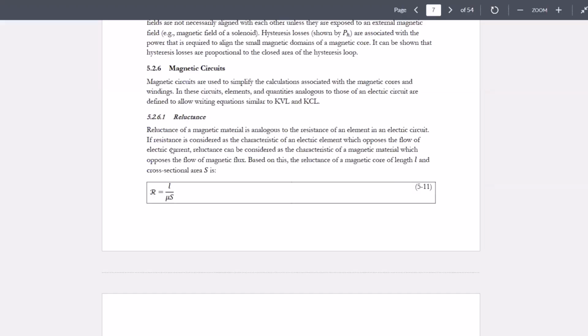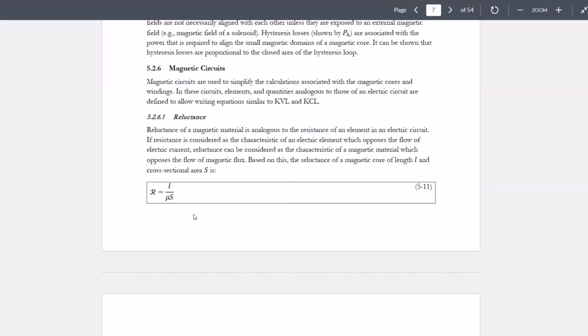If the resistance is considered as a characteristic of an electric element which opposes the flow of electric current, reluctance also can be considered as a characteristic of a magnetic material which opposes the flow of magnetic flux. So if you have more reluctance, it means that less magnetic flux can flow through a certain area. If you have less reluctance, it means that more magnetic flux can pass through a certain area. Based on this, the reluctance of a magnetic core, if it has a length of L and a cross-sectional area of S, would be equal to L over mu times S.